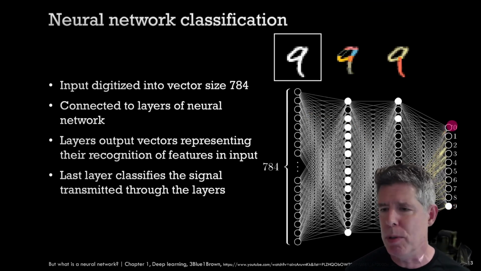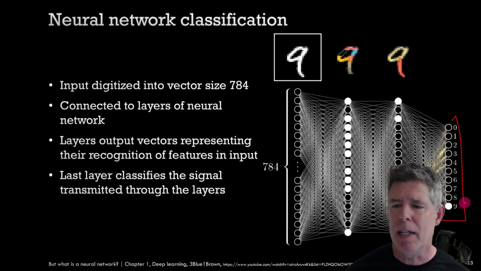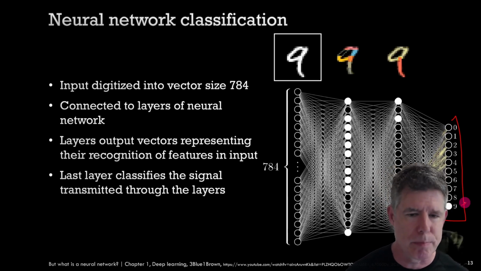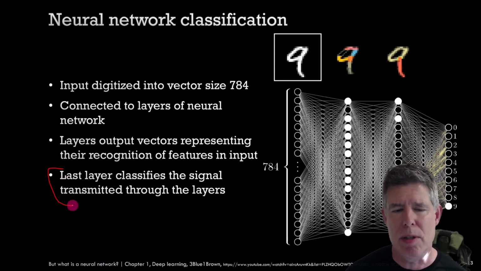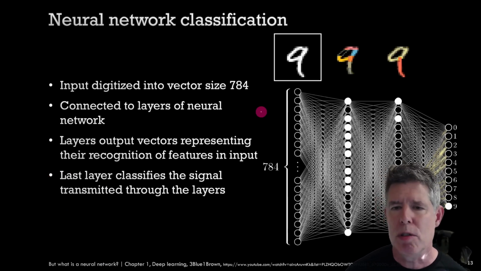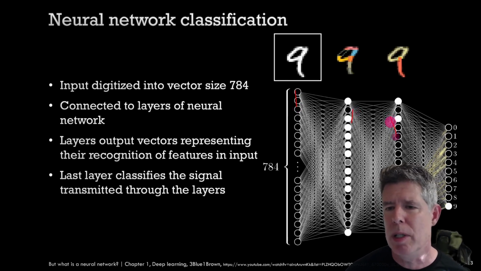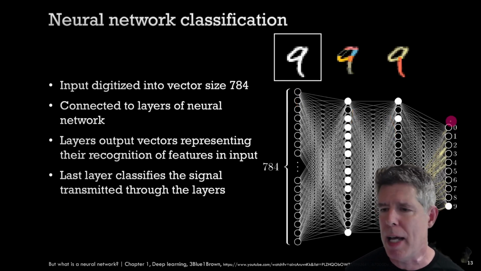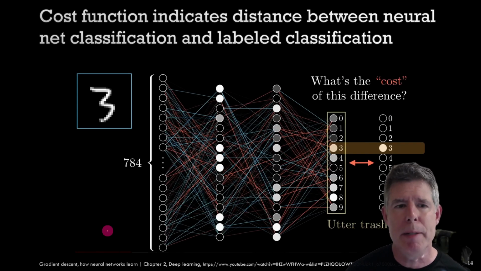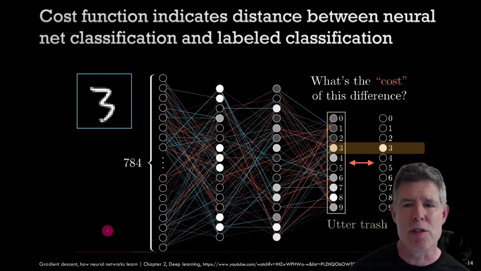So the last layer, the output layer, is your classification layer. And it's saying, I classify this input as a 9. So that's the idea. The last layer classifies the signal that's transmitted through the layers. And this is relatively small. It's a pretty good size: 784 inputs, then 2 intermediate layers, and then the last classification layer. So that's a little bit how it works conceptually. And then you might wonder how it gets trained.